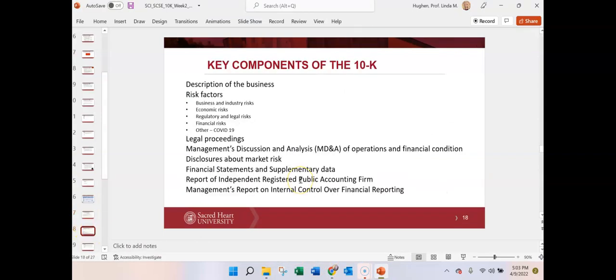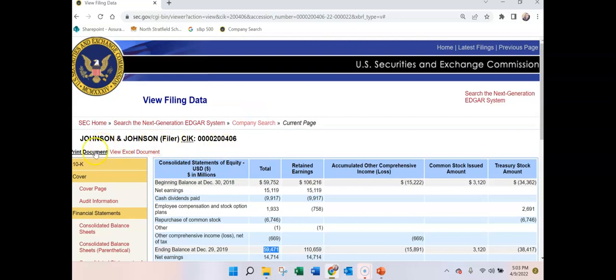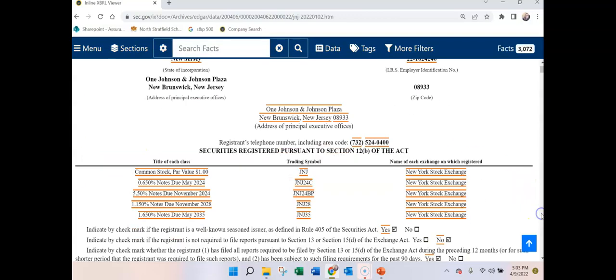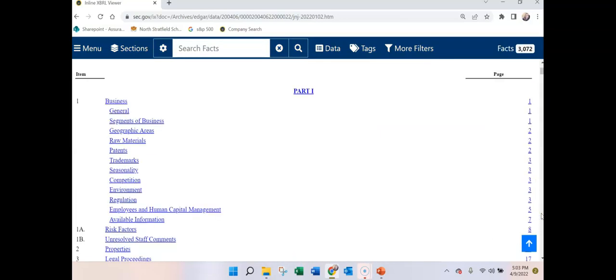Now let's move on to key components of the 10K. We finished all of the financial statements that companies are required to report. What else is in that 10K? If I come back to my J&J filing and I hit 10K here on this left side, I get the entire form. And if I scroll down just a bit, I'm going to get the table of contents.